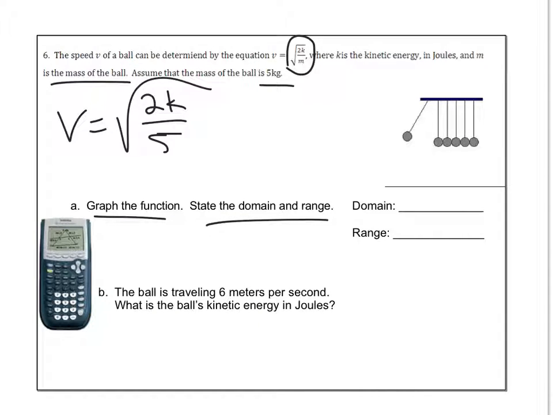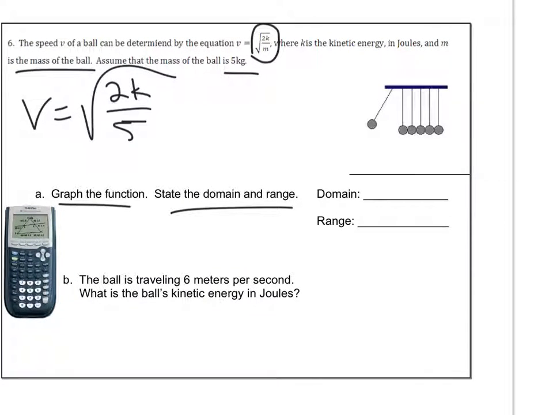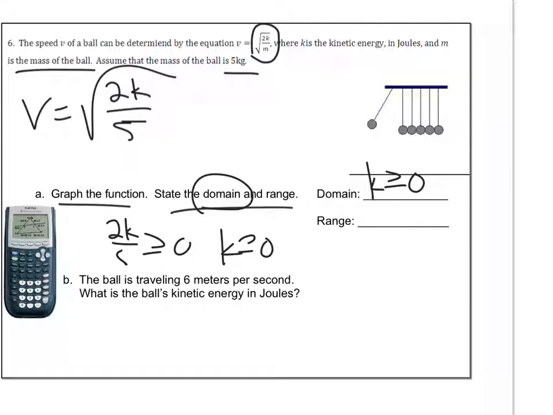So your domain: 2k over 5 greater than or equal to 0. So k is greater than or equal to 0. There's no number underneath, so k greater than or equal to 0. Then your range, your y is going to be greater than or equal to 0. Consider that x, consider that y. All right, so that's going to be kind of what your graph looks like.